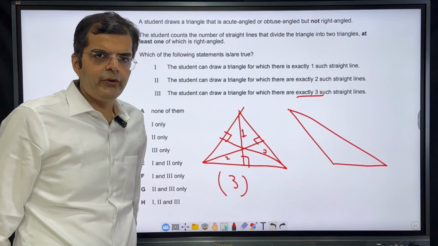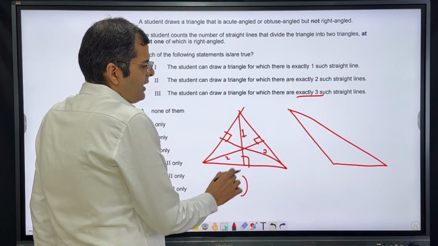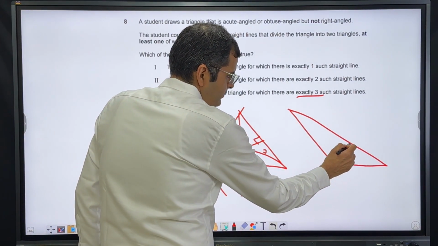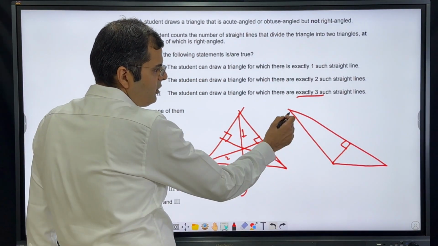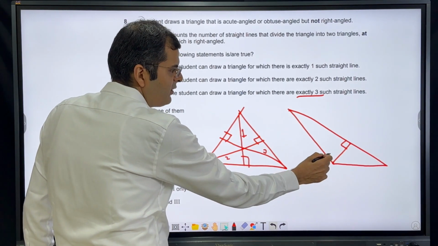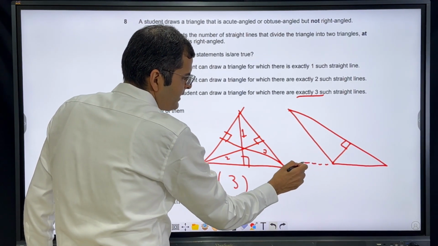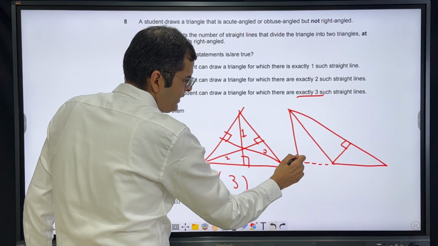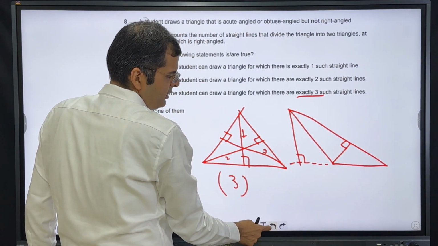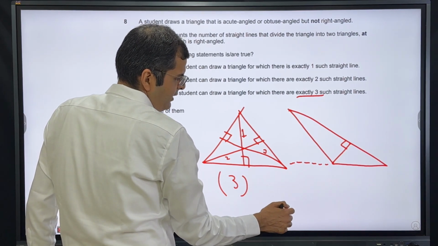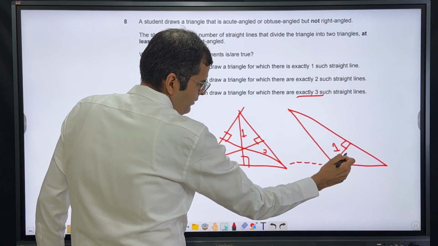Now, what about an obtuse angle triangle? If I drop an altitude here, this is dividing this triangle into two right angle triangles. Can I drop an altitude from this point inside the triangle? No. To drop an altitude, I need to extend this line and drop the altitude like this. You are not drawing inside, so it is not dividing this triangle. So this is line 1 I've got.